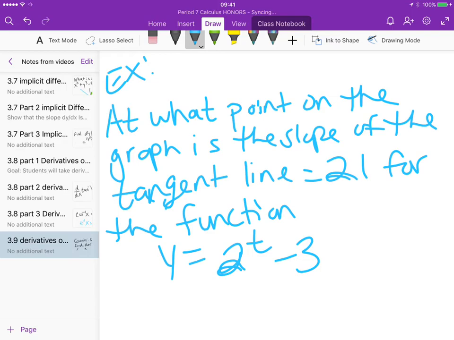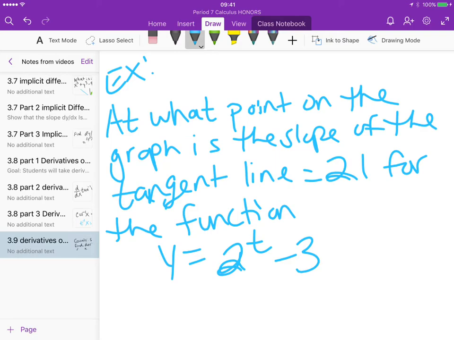Let's take a look at a particular example. It says, at what point on the graph is the slope of the tangent line equal to 21 for the function y equals 2 to the t minus 3? Basically it's asking, what x value will make the derivative equal 21? Well, it's not x, it's t. So what value for t in this example will make your derivative equal 21 when it's all said and done?